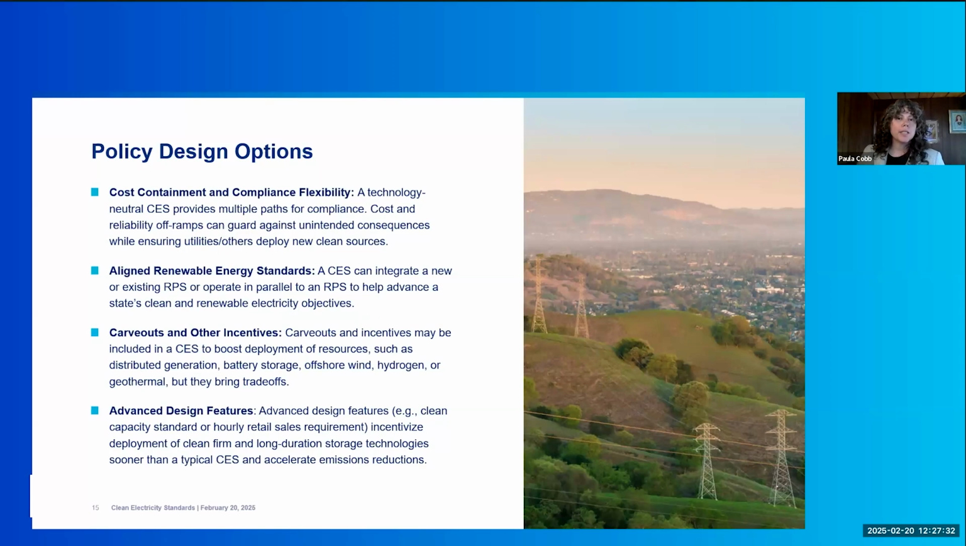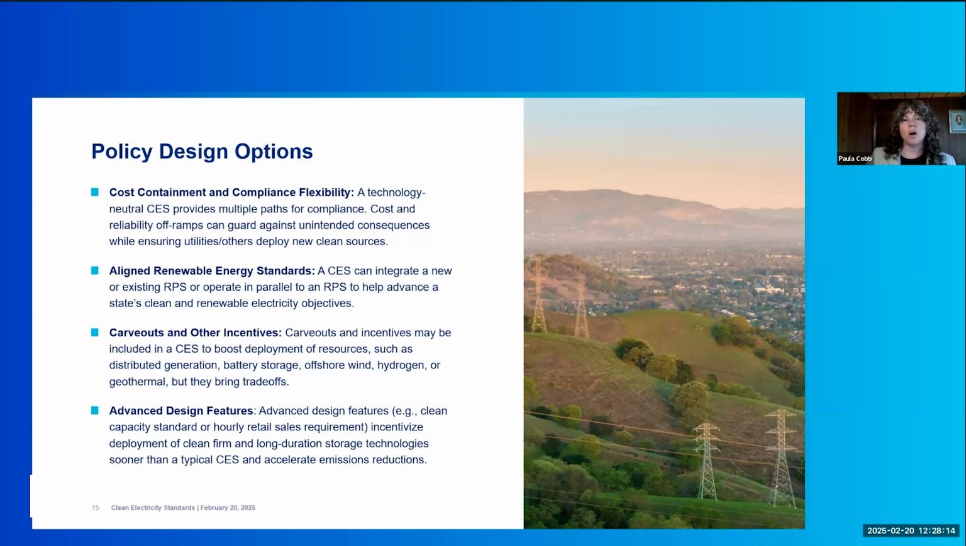So we've got a couple more policy design options to consider. The first one I'll mention is cost containment and compliance flexibility. A tech neutral clean electricity standard is inherently already flexible. The broader the suite of technologies that are eligible to count toward compliance of that standard, the more flexibility a utility or power provider will have to comply with that standard. However, there are specific mechanisms that states can consider adopting to really guard against unintended consequences while still ensuring that utilities are actually deploying new resources over time, new clean resources in particular.